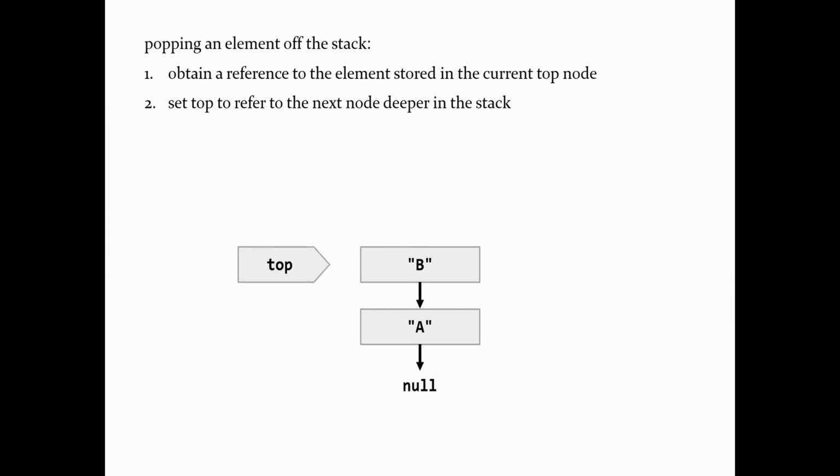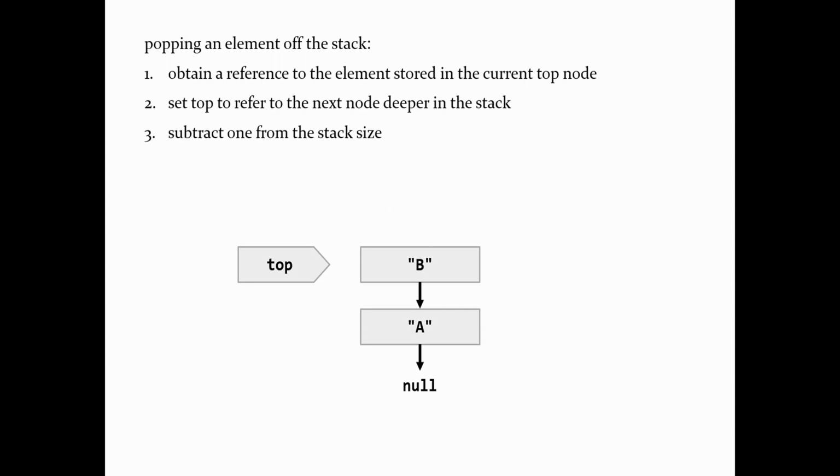Now what do we do? Well, as soon as I move top so that it points at a new element, there's nothing pointing at this node anymore. So there's no reference to that node. And so this node can eventually disappear when the Java virtual machine decides it's time to get rid of it. So it goes away.